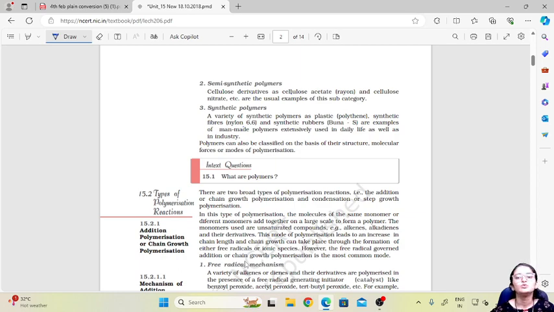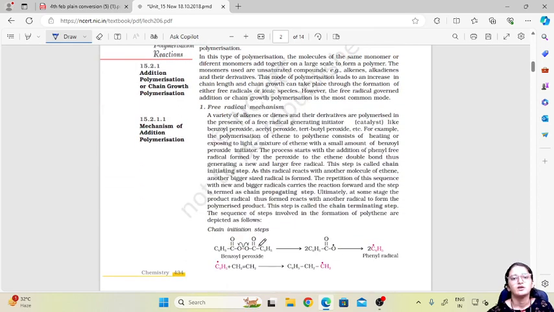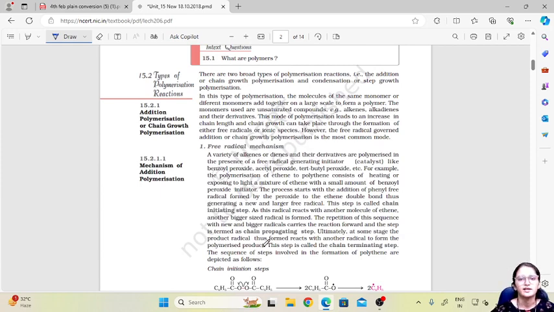They can also be classified on the basis of their structure, molecular forces of attraction and modes of polymerization. So let us see types of polymerization reactions. First of all, we will see addition polymerization or chain growth polymerization. In this type, molecules of the same monomer or different monomers add together and give a large-scale product to form a polymer.